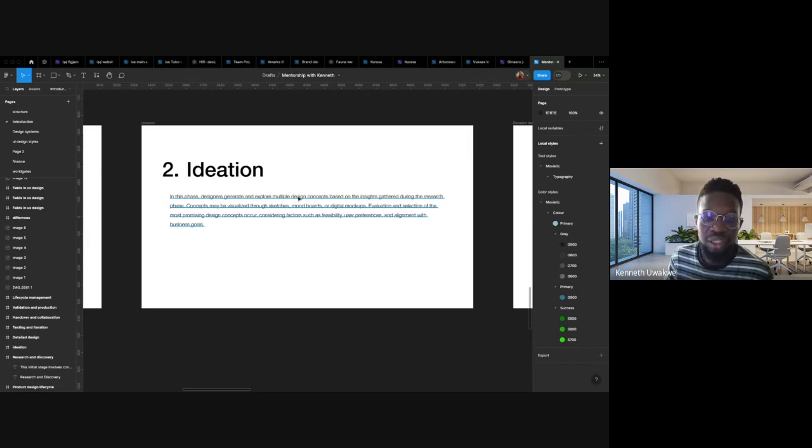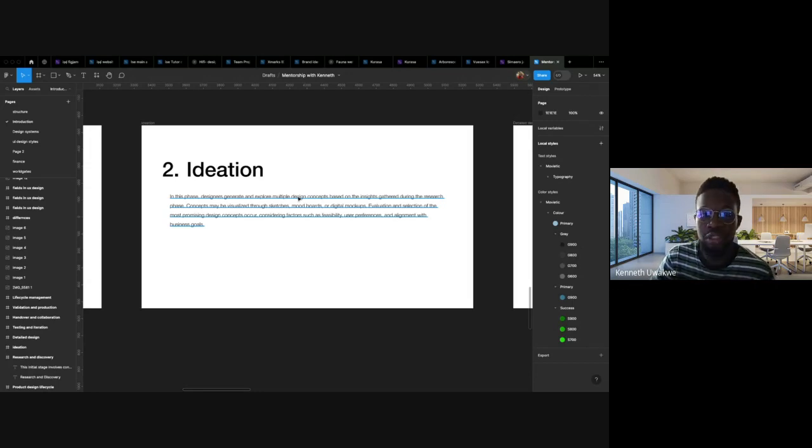In this phase, you do a whole lot of collaboration. So if you're working with other designers, you are going to come together. There are also some methods that you may adopt in this space. There are methods called, for instance, crazy eights. And what is crazy eights?